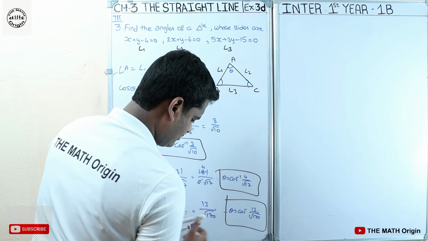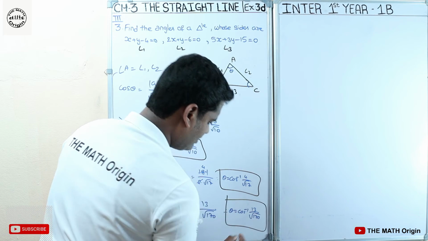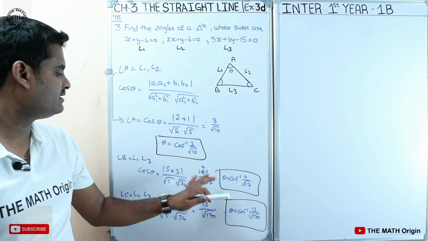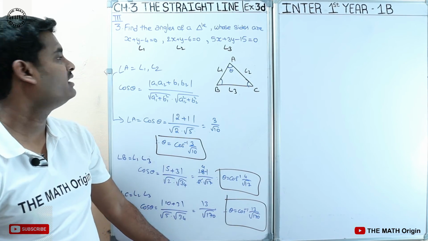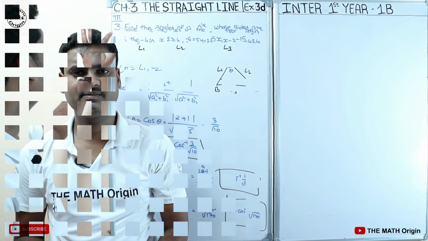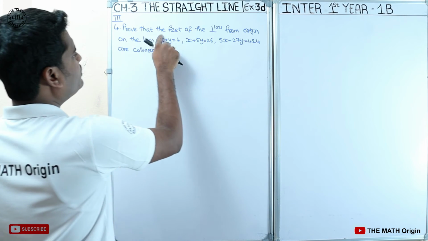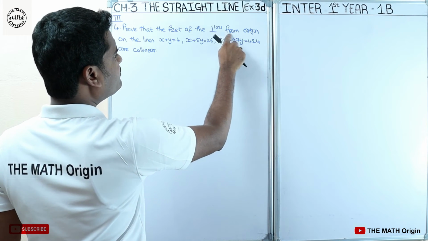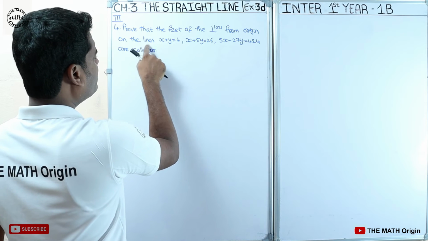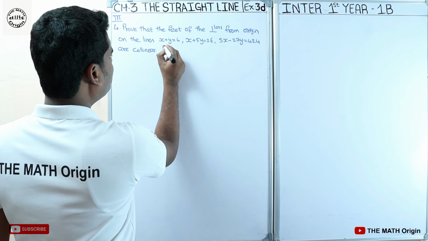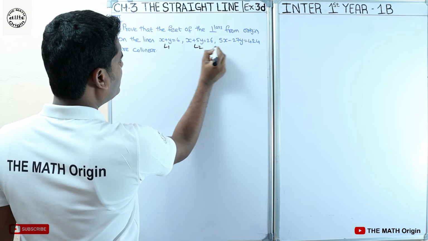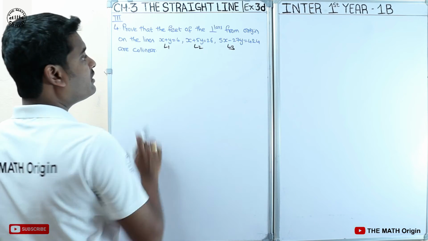This is like cos inverse. Therefore these are the angles for the given triangle. Here ends the third problem. Fourth question from the third section: prove that the feet of the perpendiculars from the origin on the lines L1, L2 and L3 are collinear.